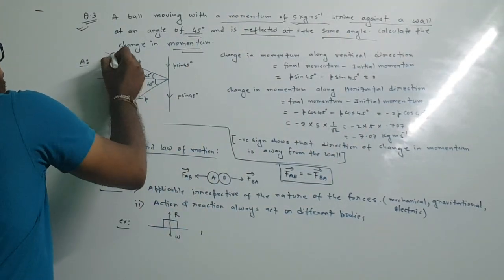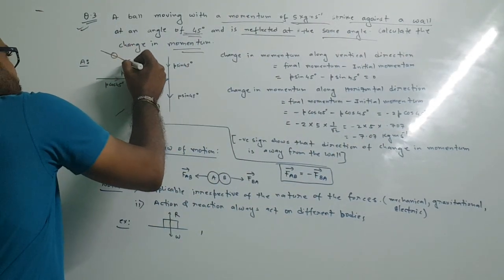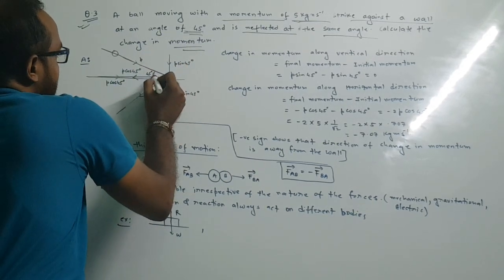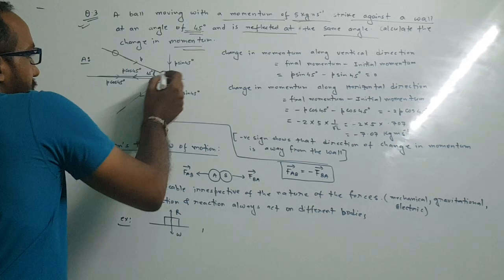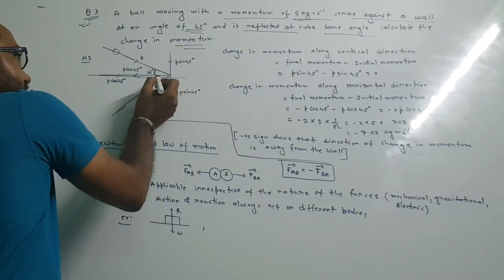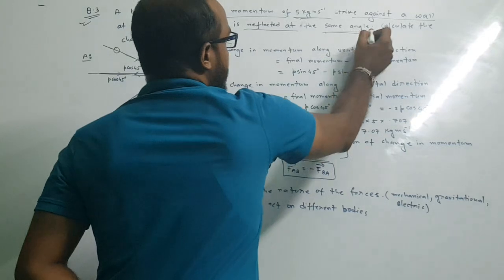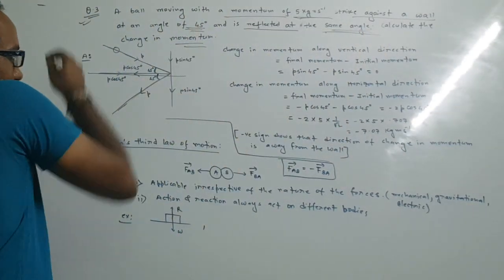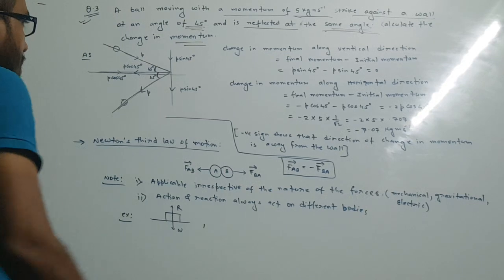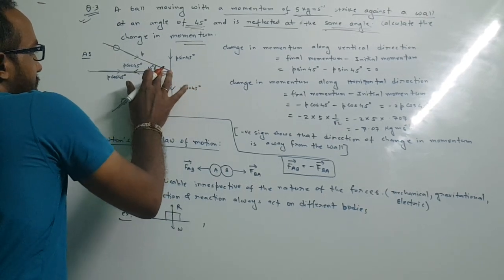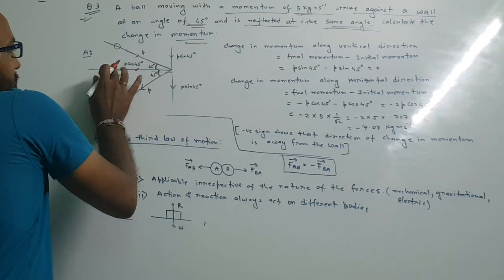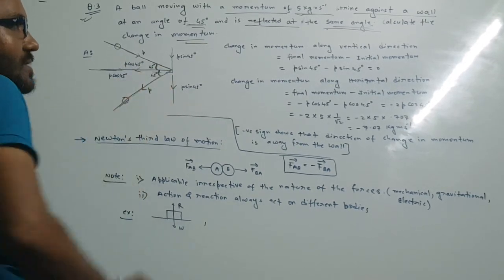Given that a ball is coming in this direction at an angle of 45 degree to the horizontal. Now it gets reflected from the wall at the same angle. The ball is coming in this direction and going in this direction. Now see here, the most important thing is to resolve the components.